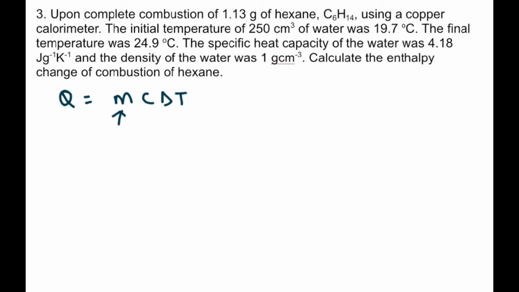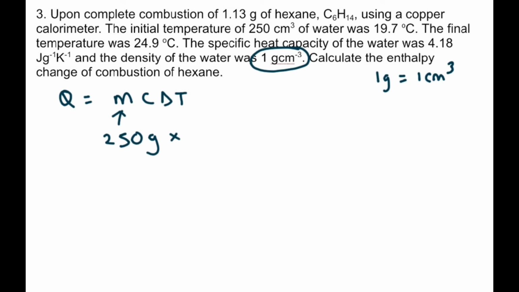M is the mass of water. Well, it's a mass of water, but can you see the assumption that we're making here? We're saying 1 gram of water equals 1 centimeter cubed. So the density of water is 1 gram per centimeter cubed, so the mass becomes the volume. So it's a mass of water, 250 grams.